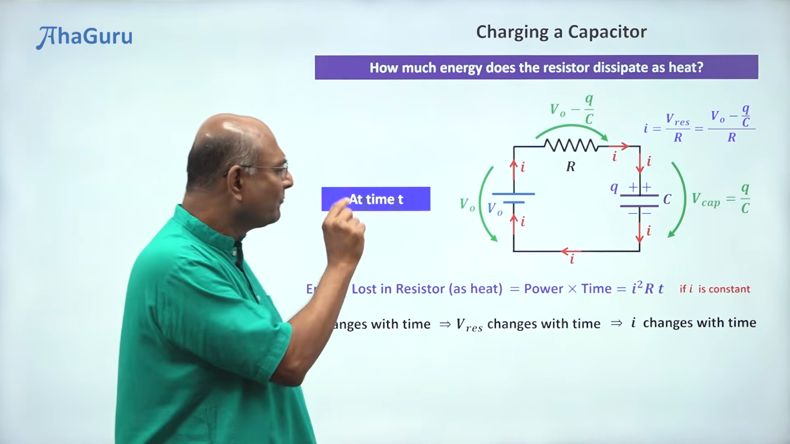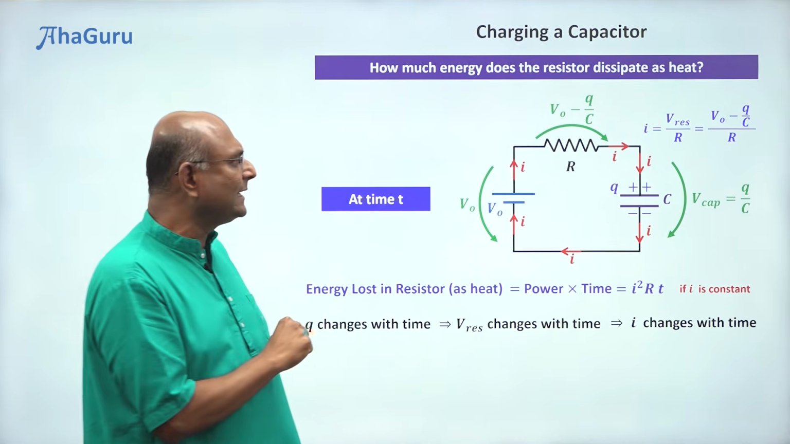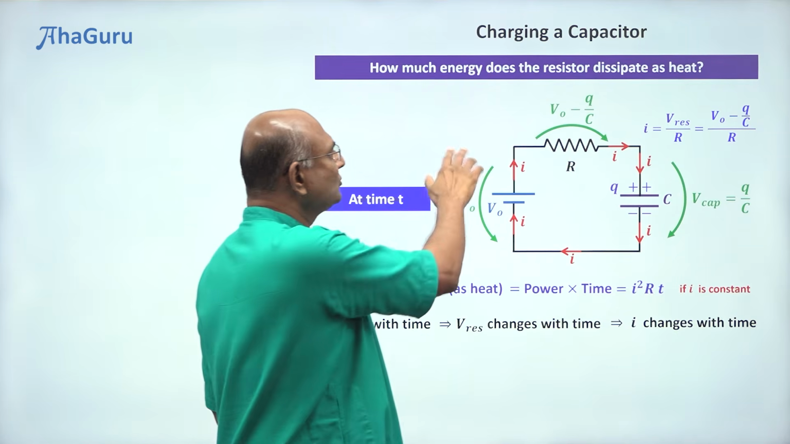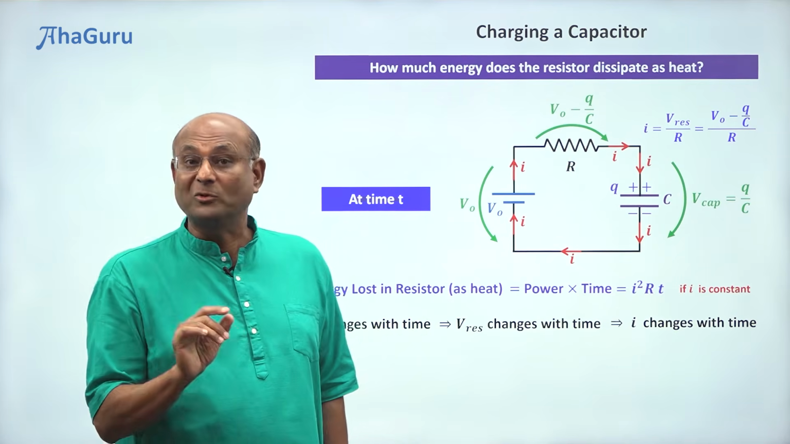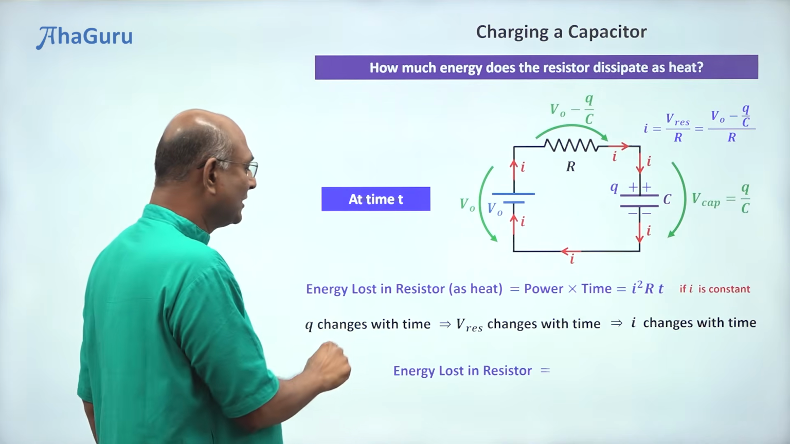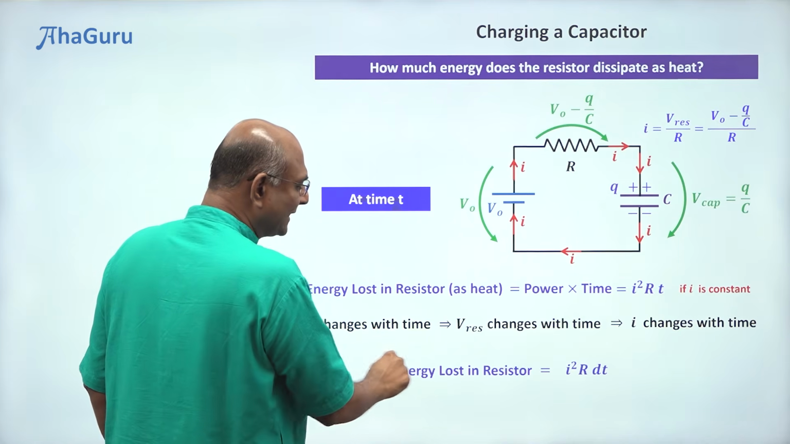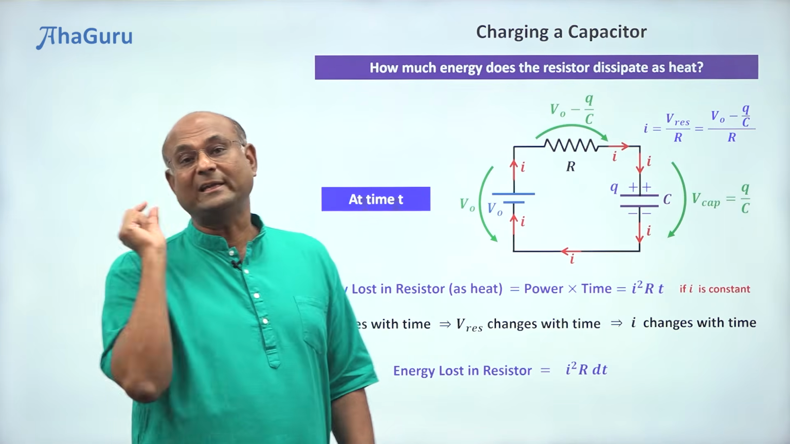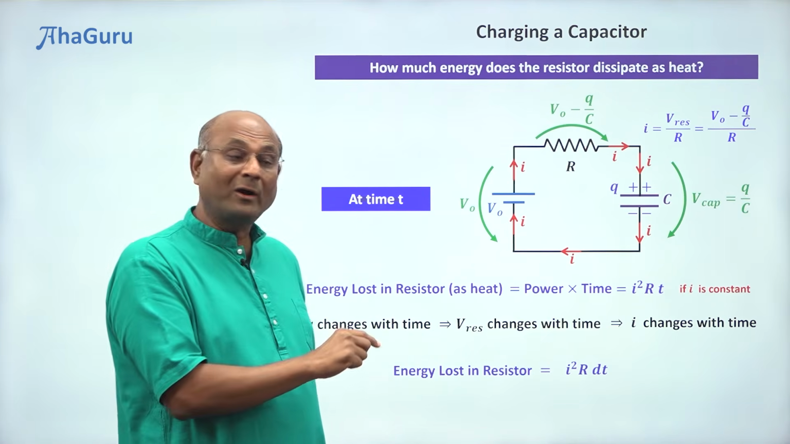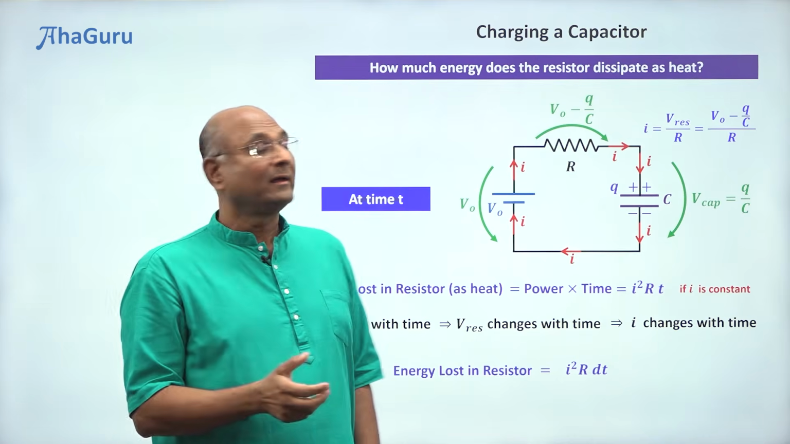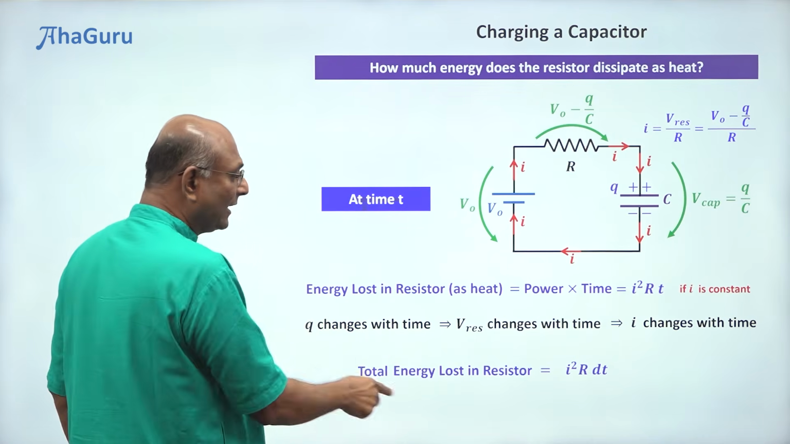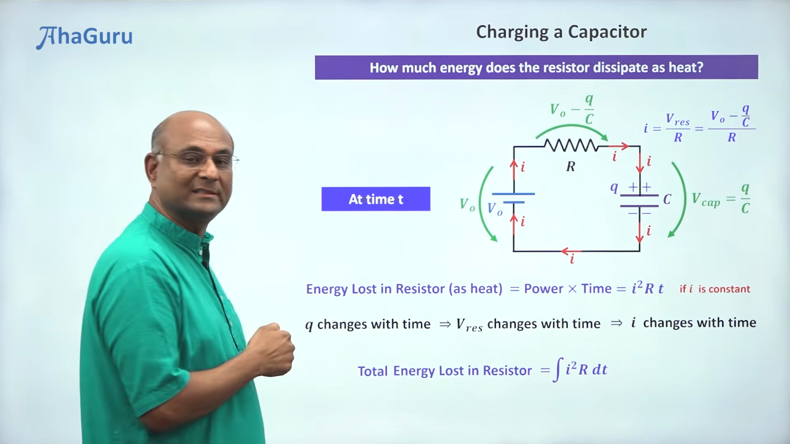You can say for a tiny interval of time dt, you can assume that this charge is going to be almost constant. So you can assume that the current will be almost constant for a tiny interval of time. So for that little time, we can say the energy lost in the resistor is I square R dt. But if I want the total energy dissipated by the resistor, then I need to integrate this.